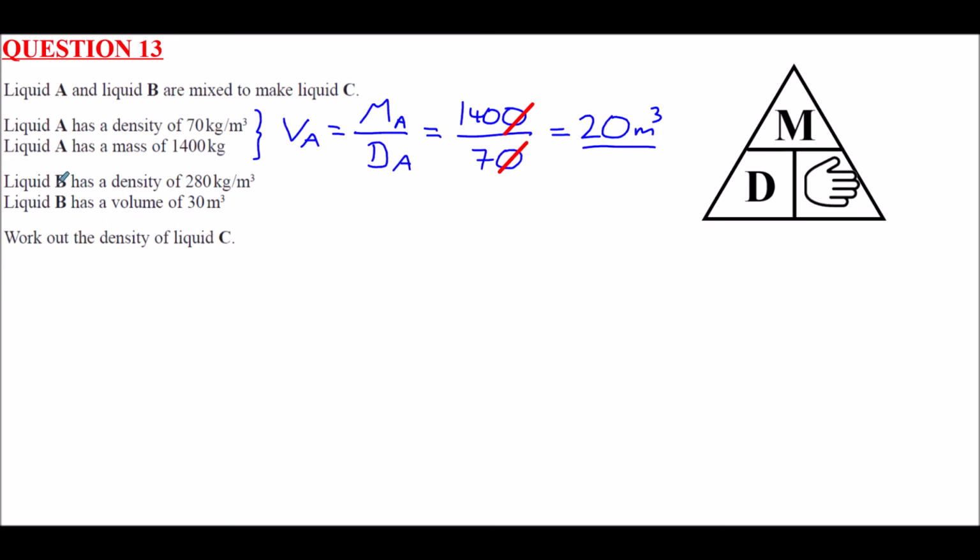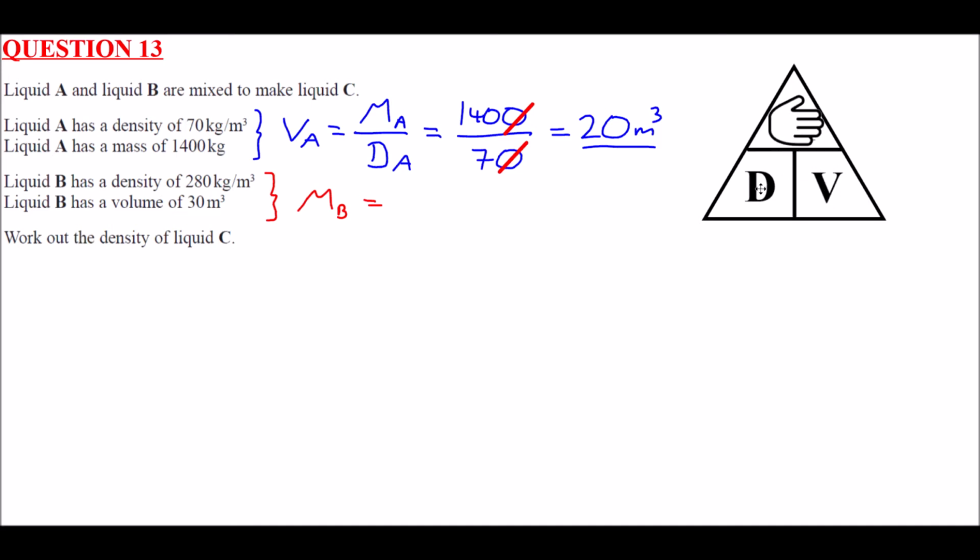Now considering liquid B. So for liquid B, we're told the density and the volume, but we're not told the mass. So for liquid B, we could work out the mass of it. So how do we work out the mass? Well, we cover up the mass and see what's left.